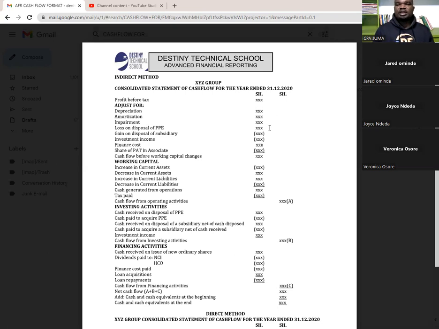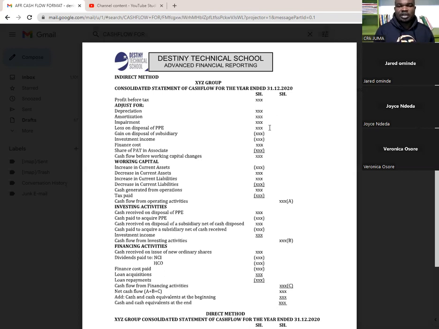Increase in current liabilities. Let me pick payables. When payables go up, it means you have the money, but you are not paying. Madeni zinaenda juu, lakini wewe haulipi. So you have the money. Decrease in current liabilities means you are paying. Creditors balances are going down, it means you are paying. Then that is called cash generated from operations.